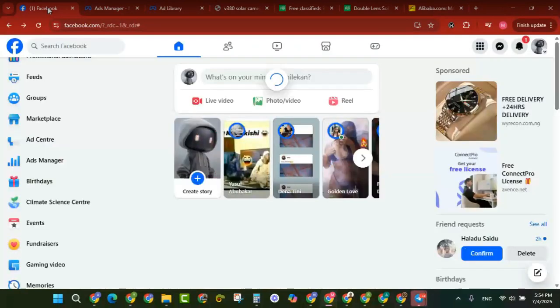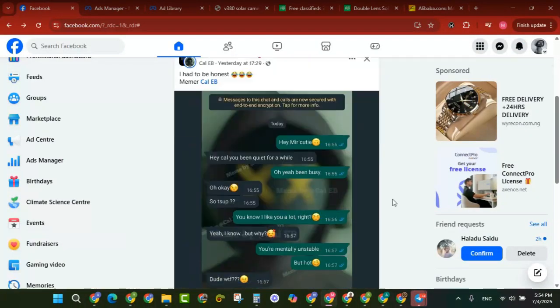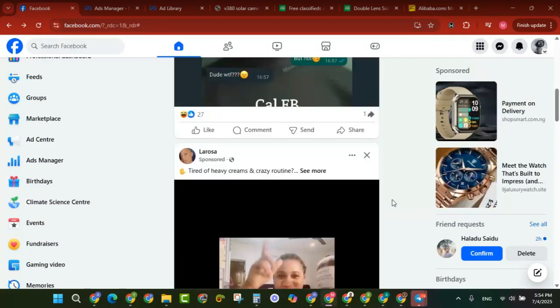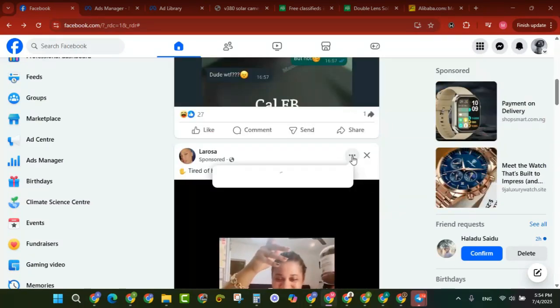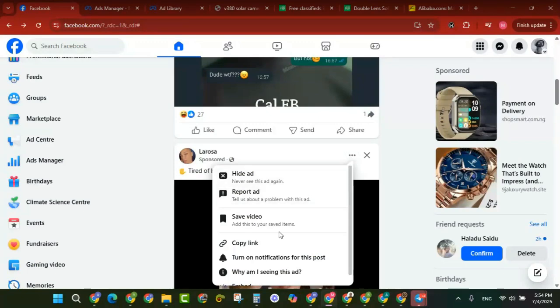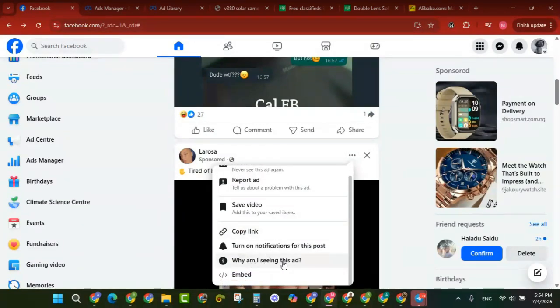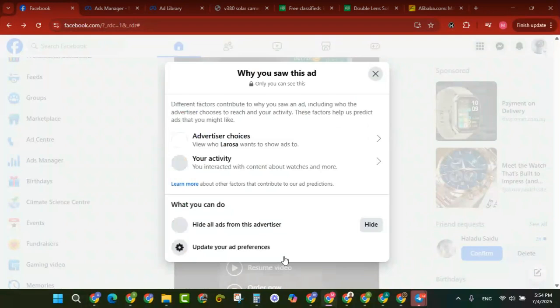Let me show you that thing. I want to find one ad. Okay, this is an ad. If you click on these 3 dots, you click on why am I seeing this ad? Do you understand? I click on your activities.